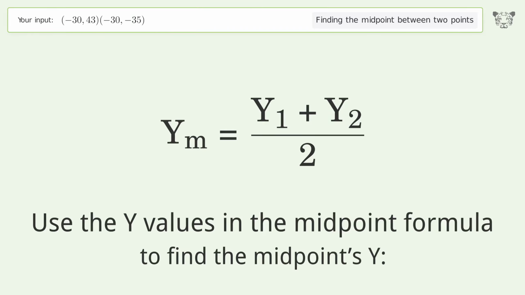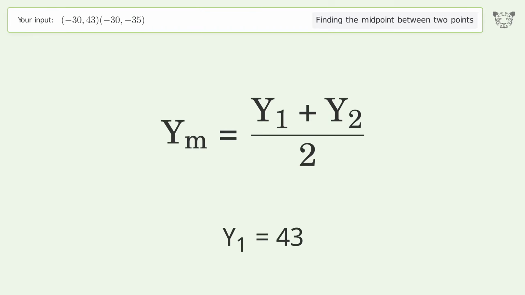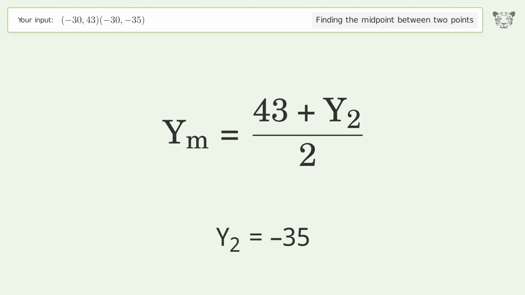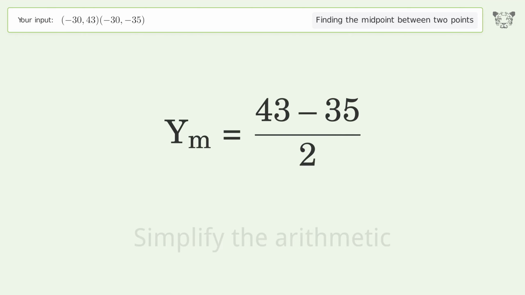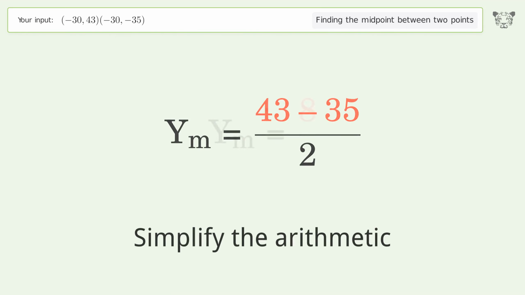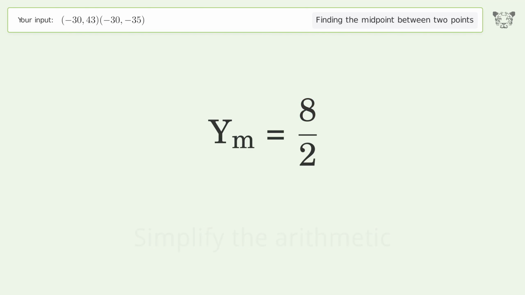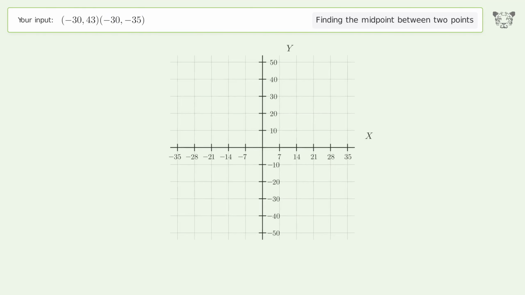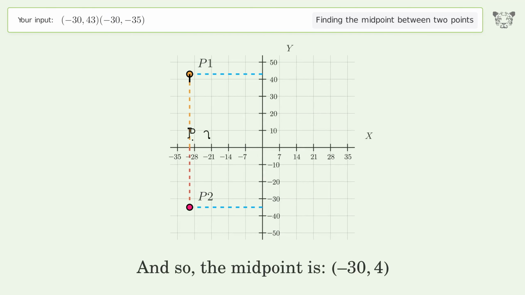Use the y values in the midpoint formula to find the midpoints y. y1 equals 43. y2 equals -35. Simplify the arithmetic. And so, the midpoint is -30,4.